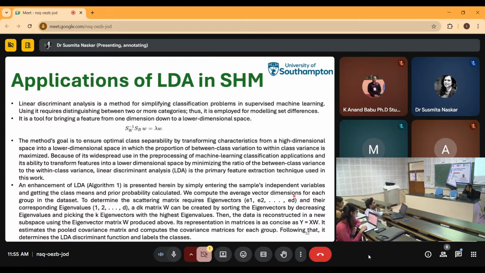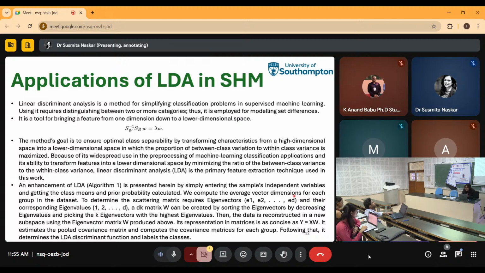And then another important thing which we need to see is that this is definitely a supervised one, and that is being called LDA. What is LDA? LDA is linear discriminant analysis. So what is linear discriminant analysis?